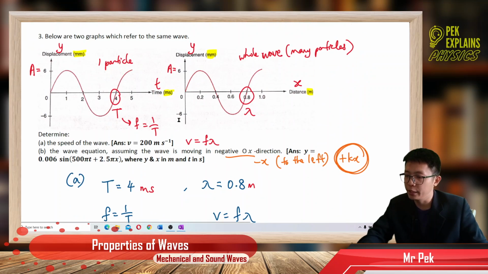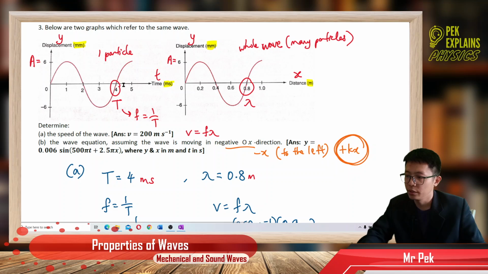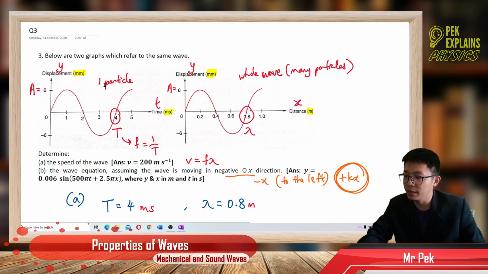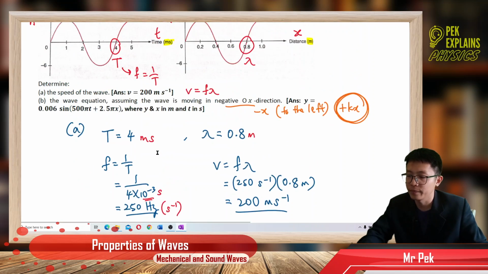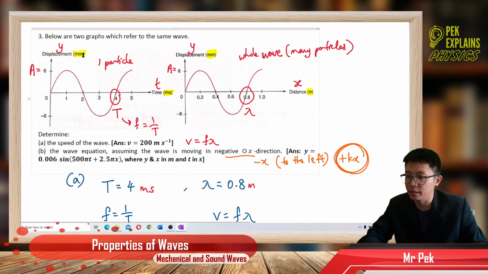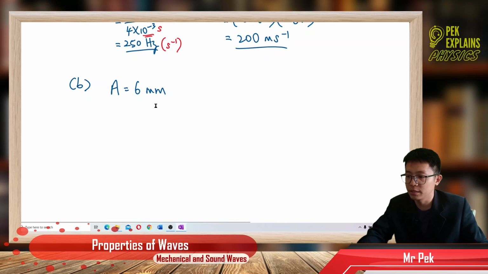Now, we must find the amplitude. We have the amplitude, which is 6 millimeter. Write it down: my amplitude is 6 millimeter. Be careful with the unit. You must change to SI unit.